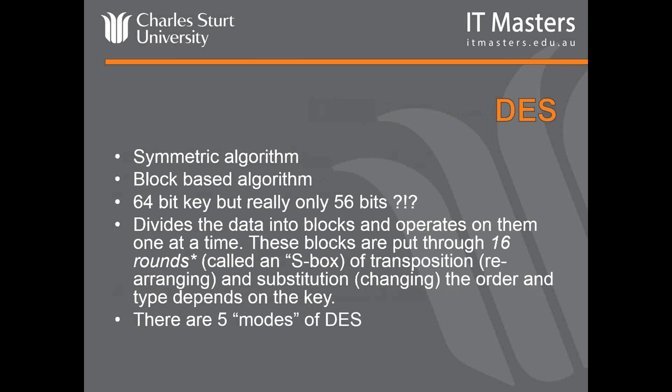break. DES is a symmetric block-based key. It's 64-bit for a key, but it's only 56 bits. If you have a bit of a read up on that, it'll explain why. It divides data into blocks and operates on them one at a time, each block being passed through 16 rounds and processed again and again.